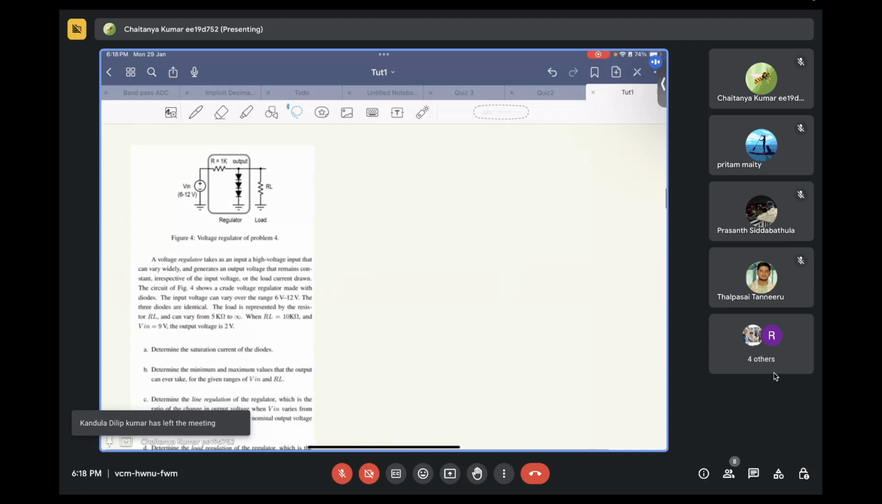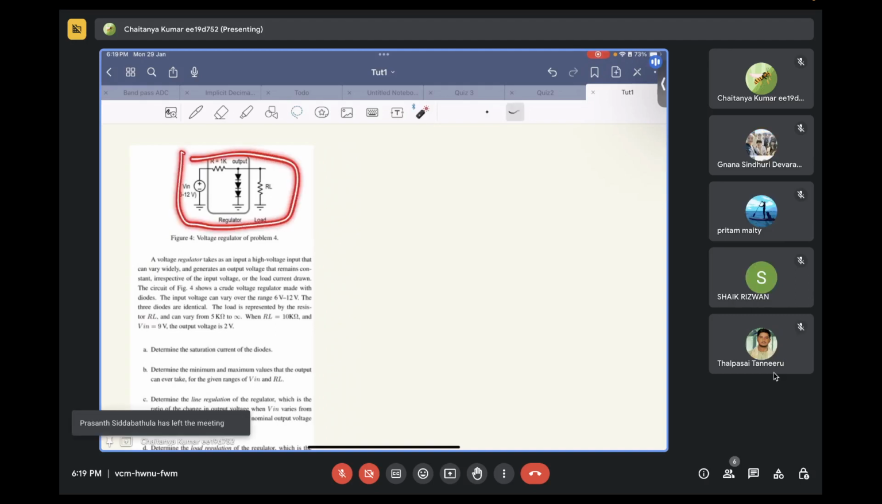So this question takes into account a voltage regulator. I will read out the problem statement. The voltage regulator takes as an input a high voltage input that can vary widely, and generates an output voltage that remains constant irrespective of the input voltage or the load current that is drawn. In this figure, this is a voltage regulator.